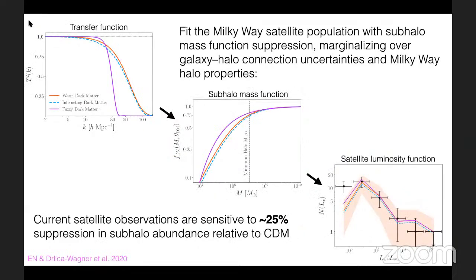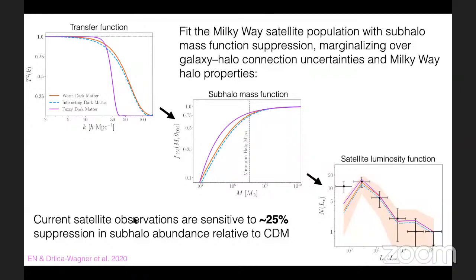So we've developed this framework that simultaneously constrains all these possibilities that I'm showing you at once using our Milky Way satellite measurements. The idea, as I said, is that this suppression of the linear power spectrum is translated into a suppression of the subhalo mass function that has been derived using high resolution simulations. And then this registers as a suppression of the abundance of observable satellite galaxies relative to CDM.